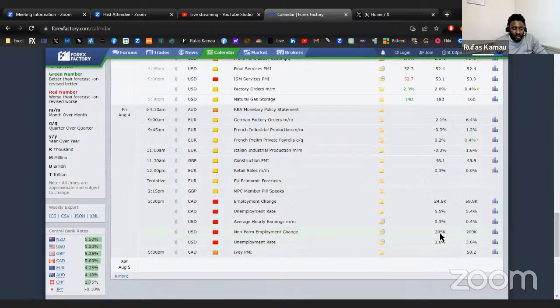The number of new jobs created in July, they expect to see a lower number. While the previous reading was 209,000 jobs, they expect a smaller number, maybe 205 or even lower. So if there's a big spike in employment change, let's say something higher than 205K, then it would mean that the job market conditions are not softening, which means that the Fed may have to implement another rate hike in September. That would be pretty much bullish for the dollar.